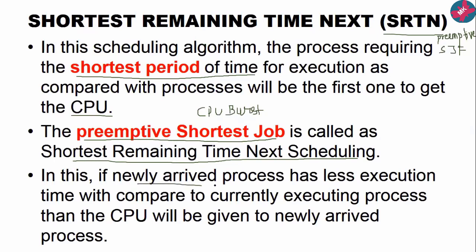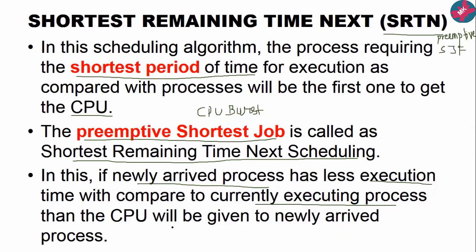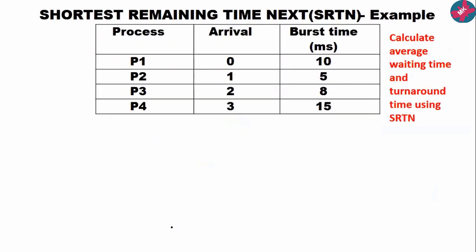Here, what is the logic? Again, the same logic is there: if a newly arrived process has a shorter execution time as compared to the currently executing process, then the CPU will be given to the newly arrived process, isn't it? And that is nothing but the preemption. Say, if a job is working and a smaller job comes up, then the current job is preempted or interrupted and the smaller job is given the CPU. And that is the logic of the shortest job, isn't it?